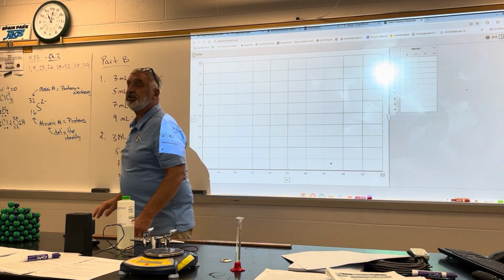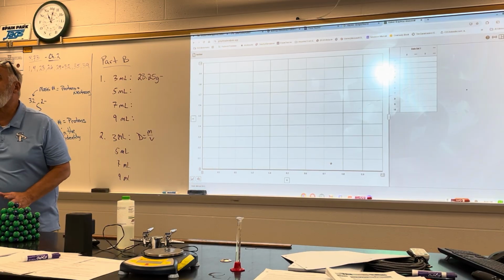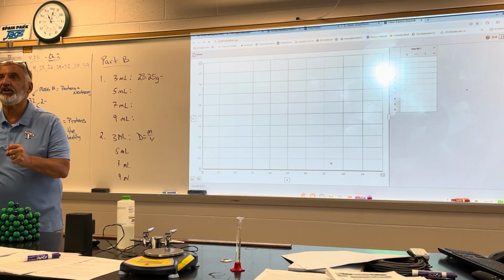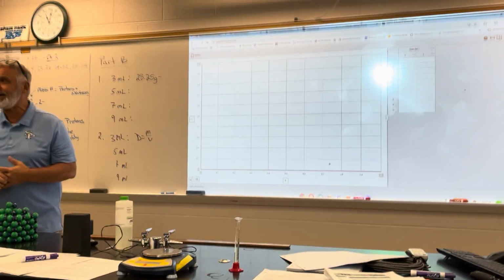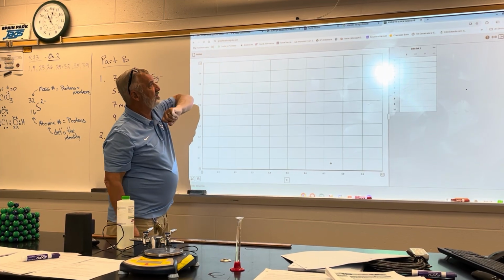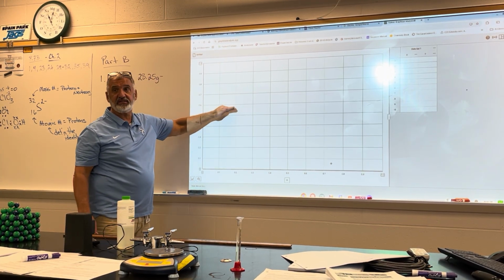Okay, once you get your Chromebooks open, you're going to go to Graphical Analysis. That's an app that should be preloaded on your Chromebook. Graphical Analysis. It's right here. It should come up looking like this.